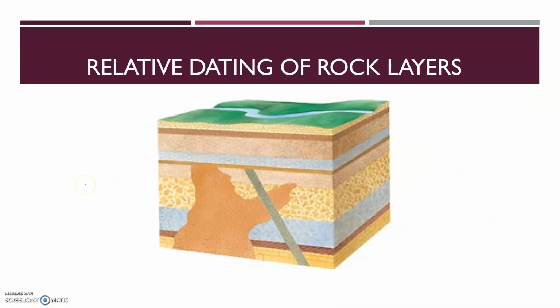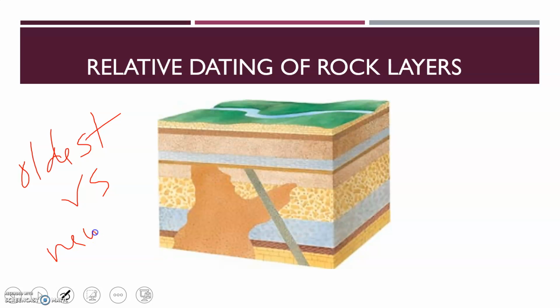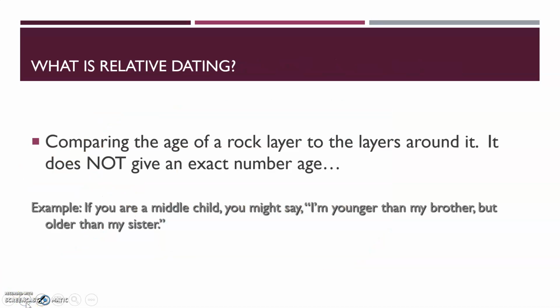All right, so we are going to move into relative dating. Relative dating is a great way to help us identify when the layers got there, in terms of the idea of what's the oldest versus newest. It's not going to give us exact dates, but it does tell us what is older than something around it. All right, so what is relative dating?